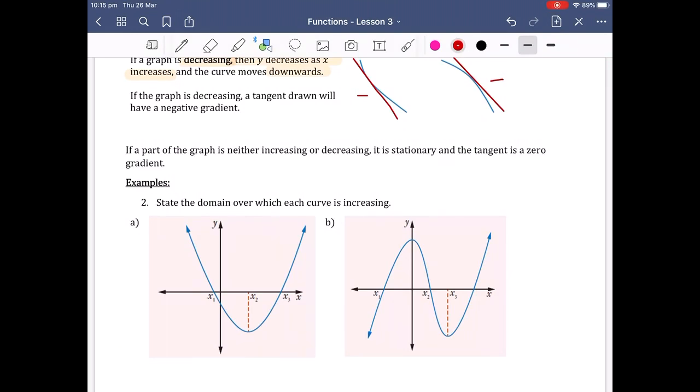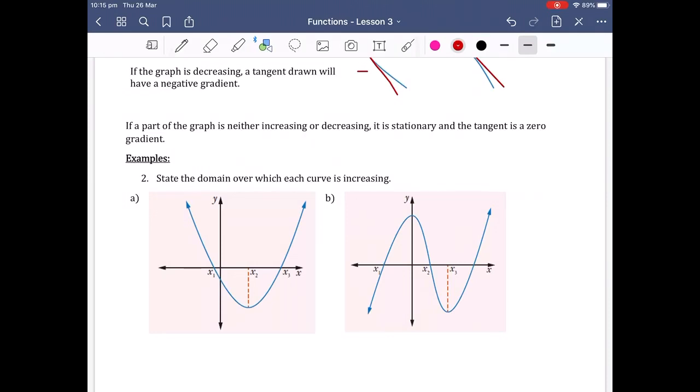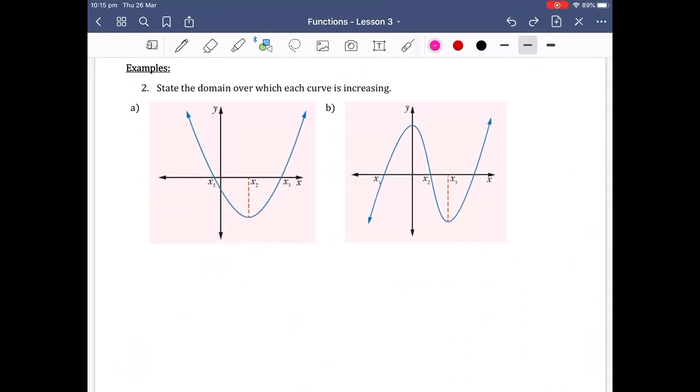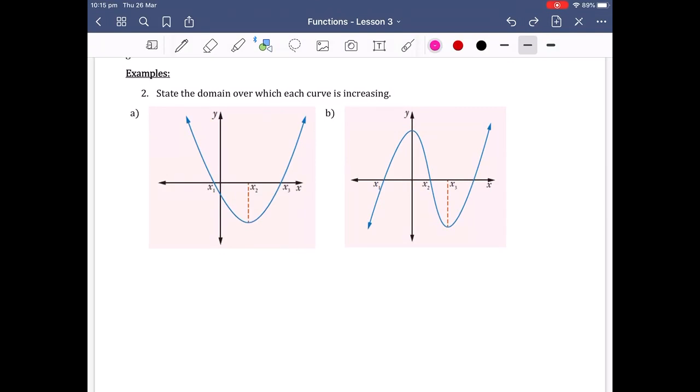So if we look at our examples, we want to state the domain over which each curve is increasing. What I'm first going to show you is when a graph is stationary. A graph is stationary when the gradient is 0, so when the tangent looks like a straight, horizontal line. Okay, so that is an example of a stationary point.